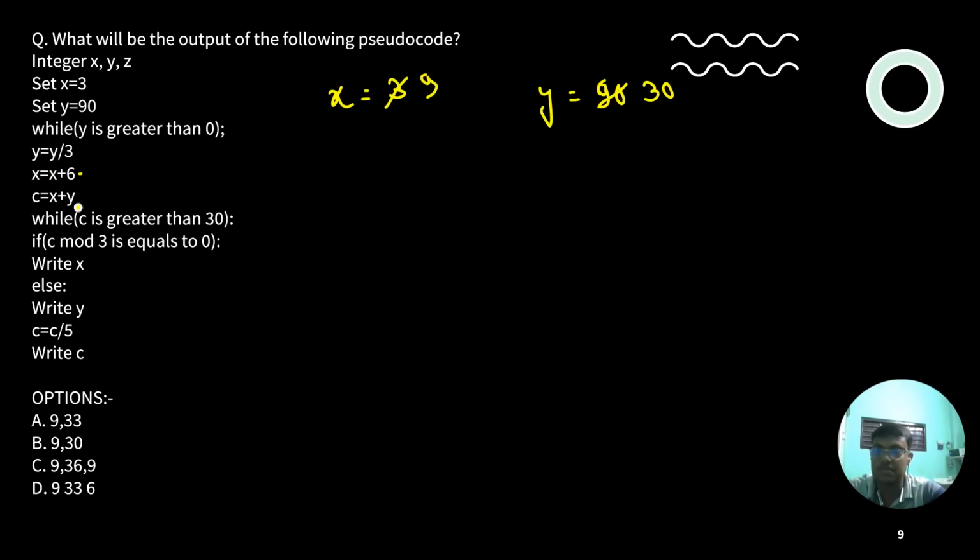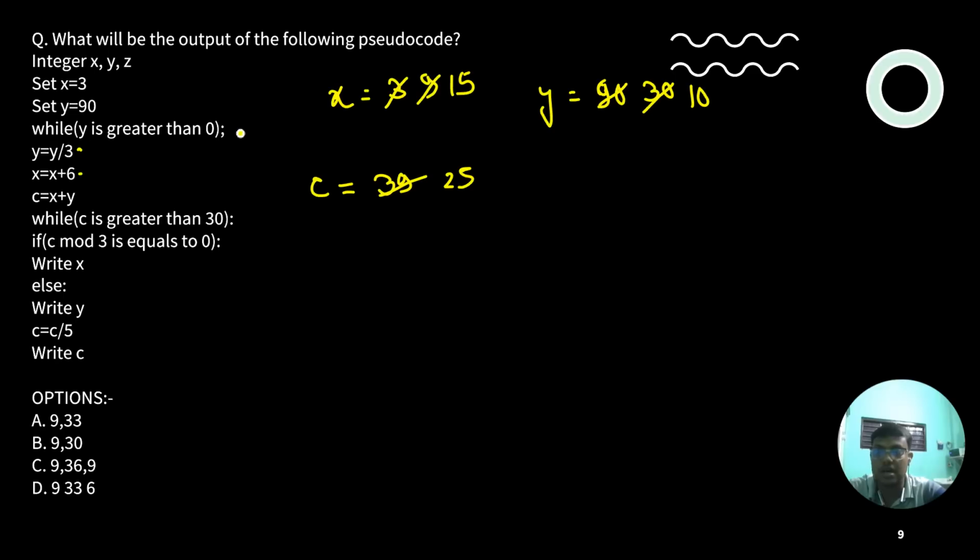And c equals x plus y. So 9 plus 30 is 39. Now again we check, is y greater than 0? y is 30, that is greater than 0. So we move inside, y equals y by 3, so that is 10. And x equals x plus 6, so 9 plus 6 is 15, and c equals x plus y. So 10 plus 15, that is 25.